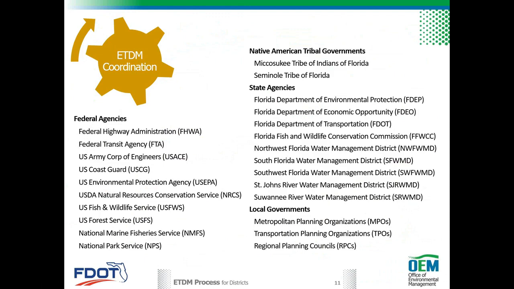More than 30 state, federal, and local agencies and tribal governments compose the ETAT, and these participants are available to help during the entire project delivery process and serve as the main point of contact to work through any issues.